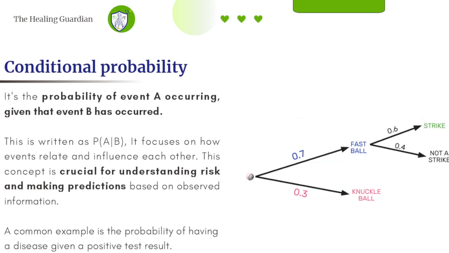Conditional probability applies a lot in trials and tests, because many times we are looking at the probability that a patient will recover if they have tested positive. There is a certain condition attached. So it is the probability of an event occurring given that another event has occurred, which we write as the probability that A happens given that B happens. It is crucial for understanding risk and making predictions, meaning it will come in risk assessment.